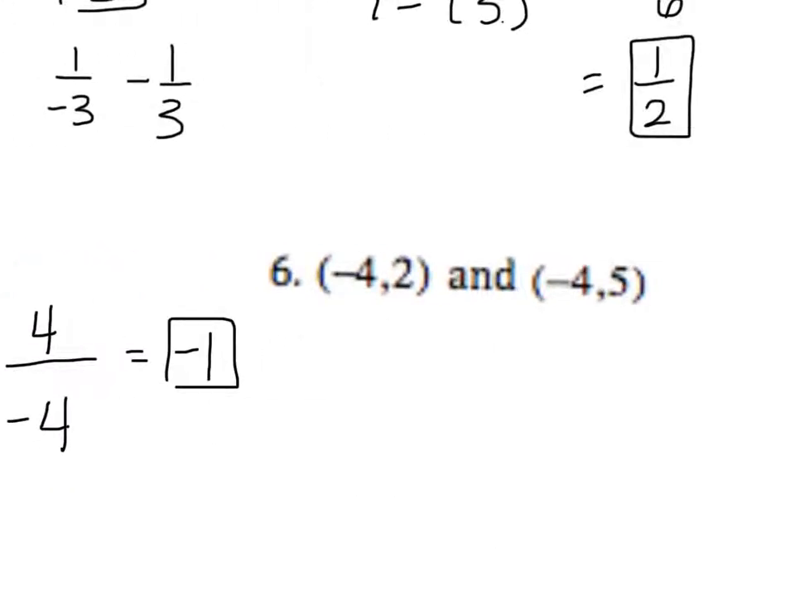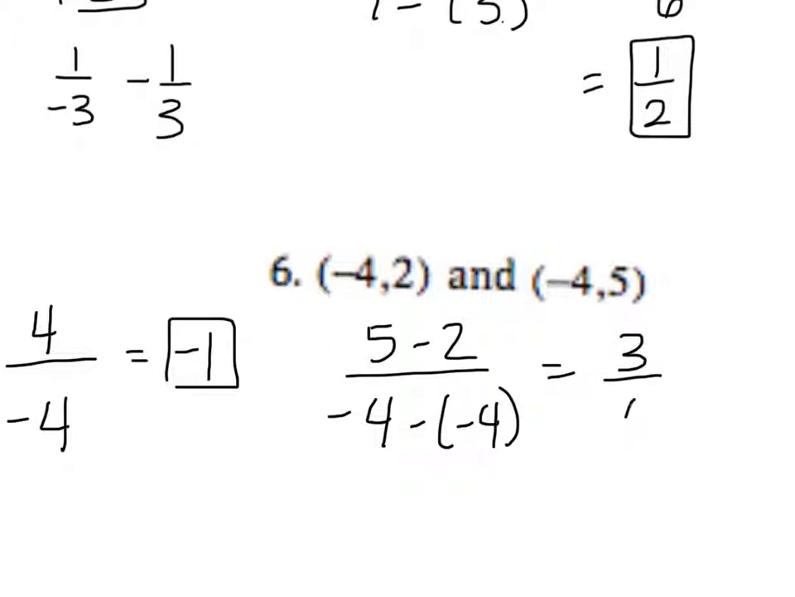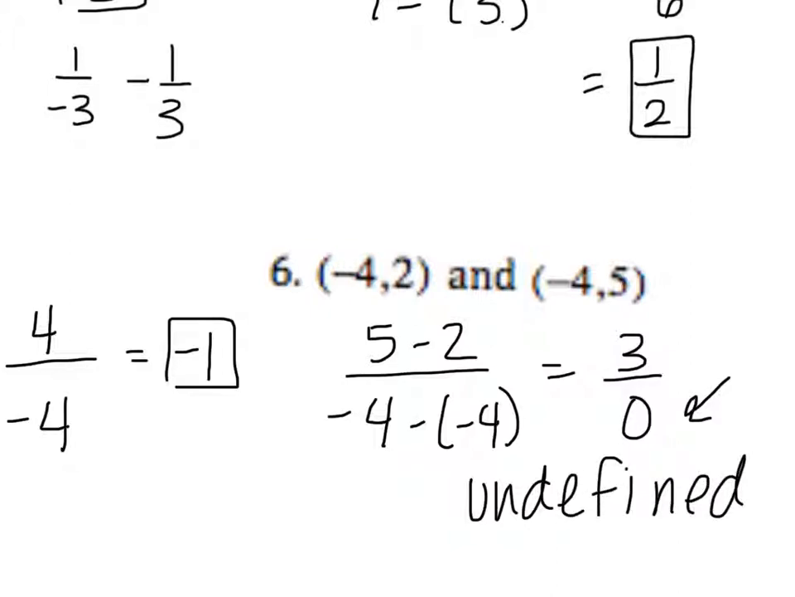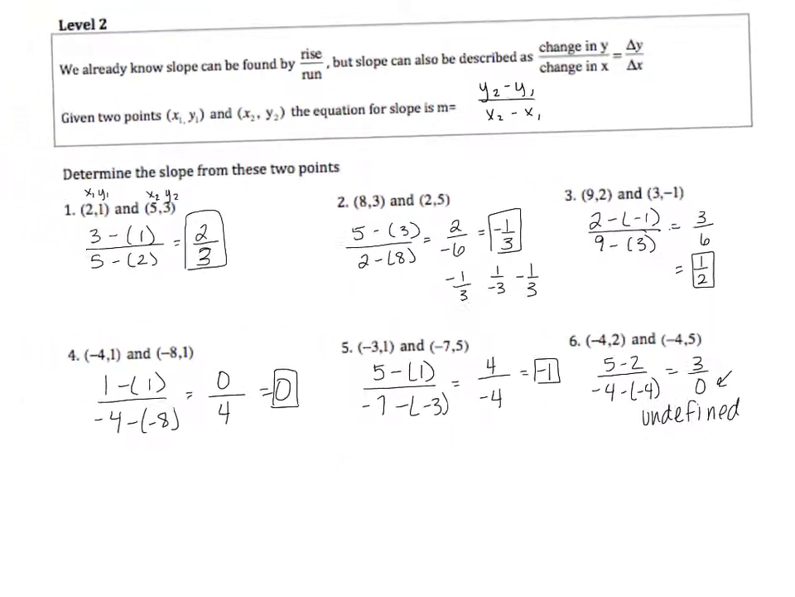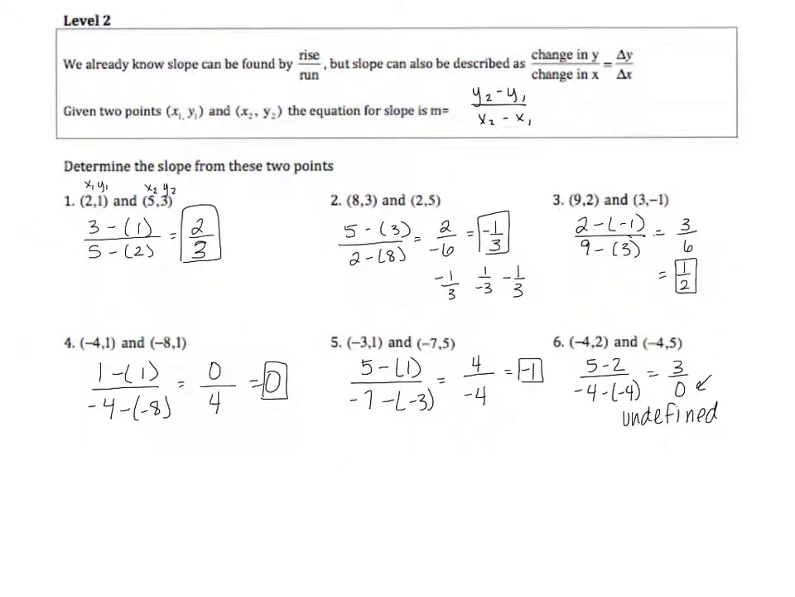Number 6, last but not least, 5 minus 2 over -4 minus -4. This is going to be 3 over 0. Remember, when the 0 is on the bottom, it is undefined. So I hope you did okay with those. Those are just going to take some practice, and just like I said, remember those parentheses on that second number. It's going to help you to remember to subtract the negatives.